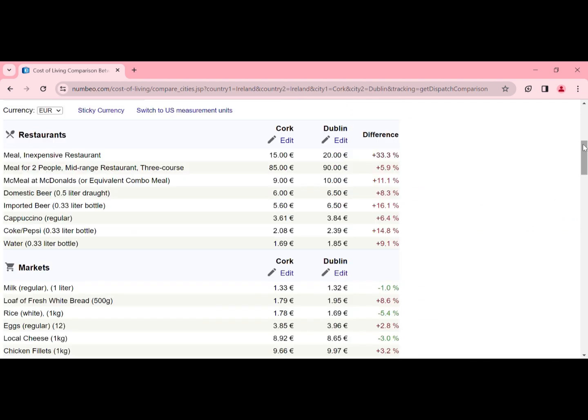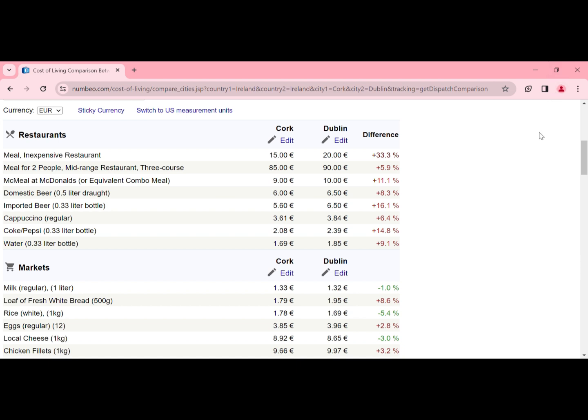We can see when it comes to restaurants, we have a meal at an inexpensive restaurant: Cork is like 15 euro, and then Dublin is like 20, which I know is true. And then a meal for two people, mid-range restaurant, three course, it's saying like 85 euro, and then Dublin is going to be like 90 euro. And then we have McDonald's, combo meals, like 9 euro in Cork and then 10 euro in Dublin. You also have domestic beer, that's like 6 euro in Cork and then 6.50 in Dublin.